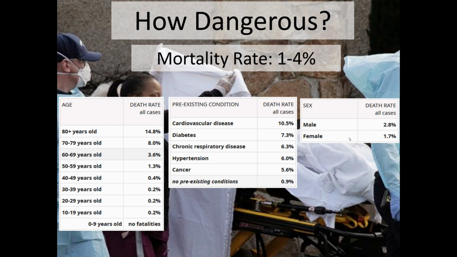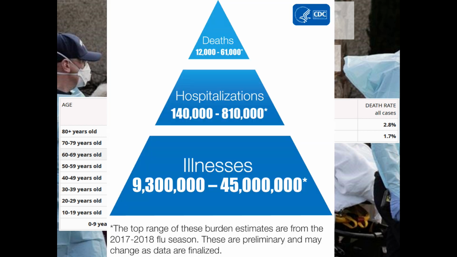So how dangerous is it? Well, it's pretty dangerous. I probably should have a flu number. Let me get the flu number for you. The flu is around 0.1 to 0.2%. It's like 0.15%. So this is almost about 10 times more dangerous than the flu.